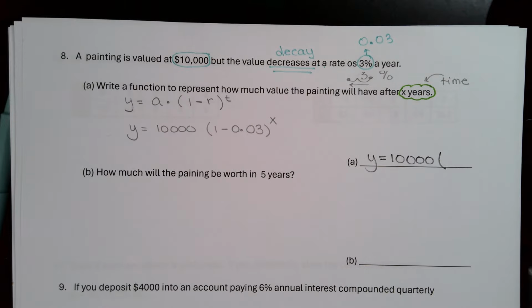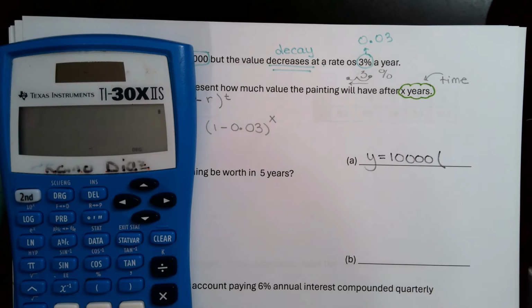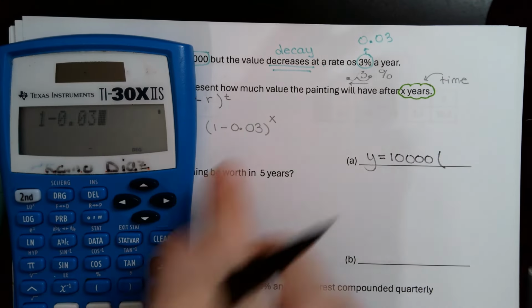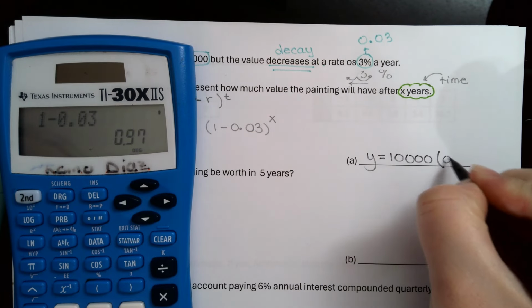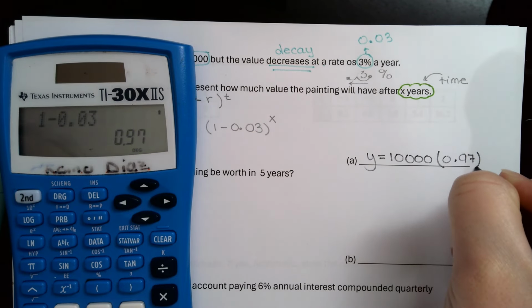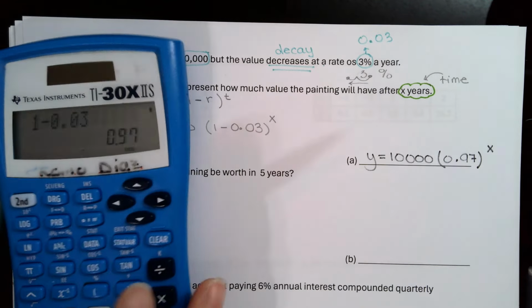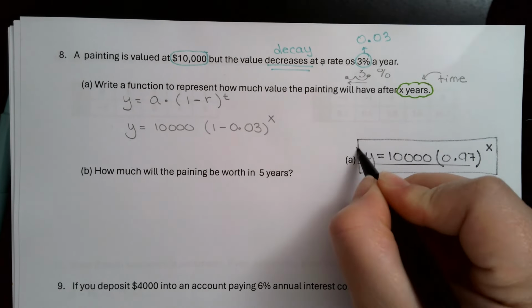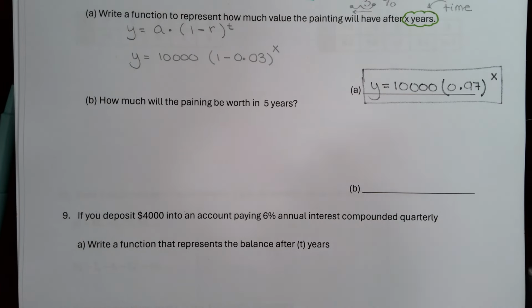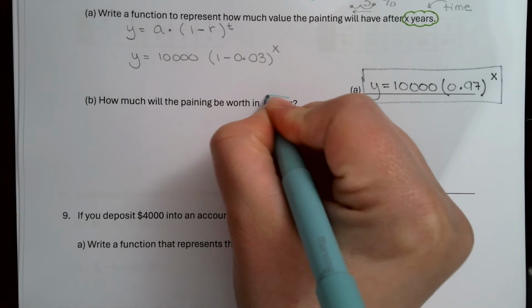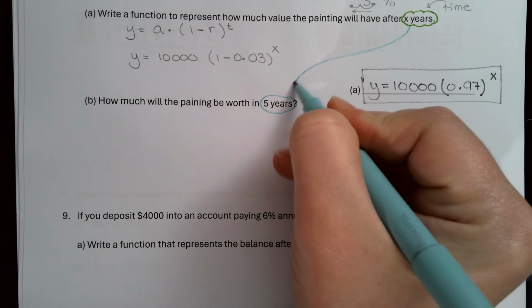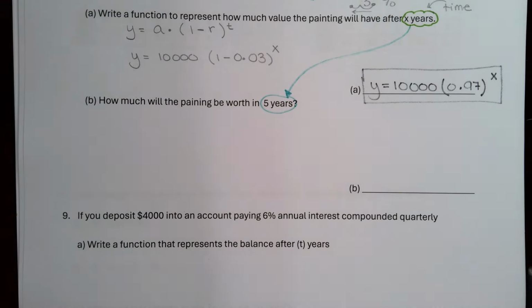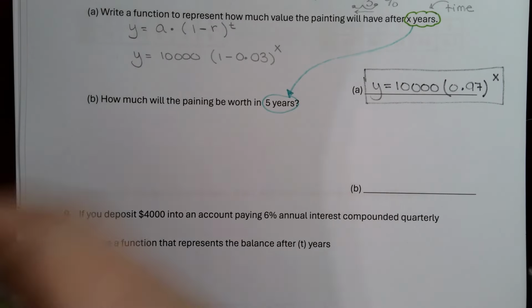I am going to pick up a calculator. Here I have 1 minus 0.03. Make sure you have this rate converted. 0.97 is inside of the parentheses with an X as my exponent. After you have your equation, you're going to go to B. How much will the painting be worth in 5 years? So that means that our t, our time, our x is now 5.